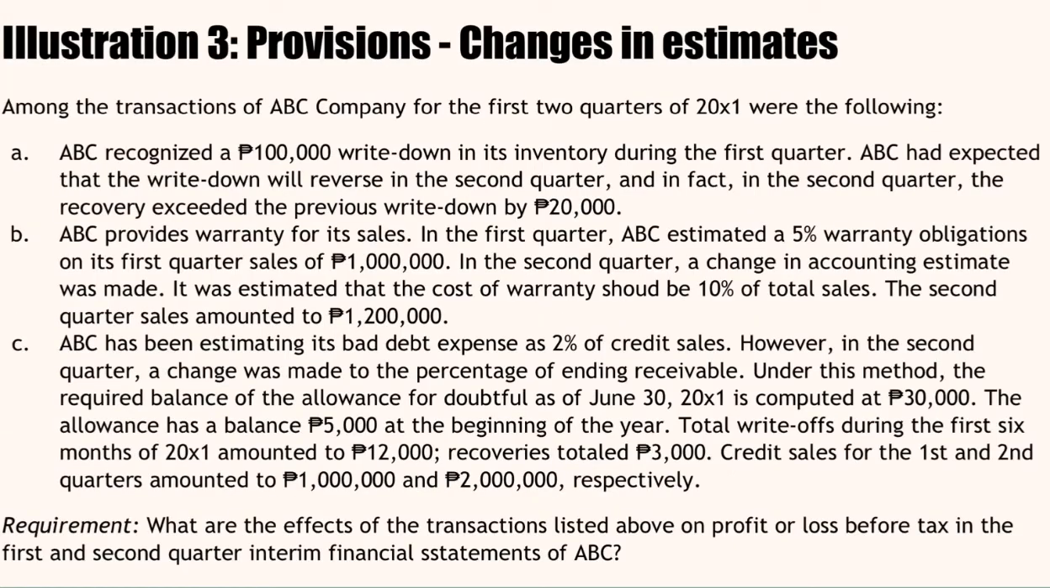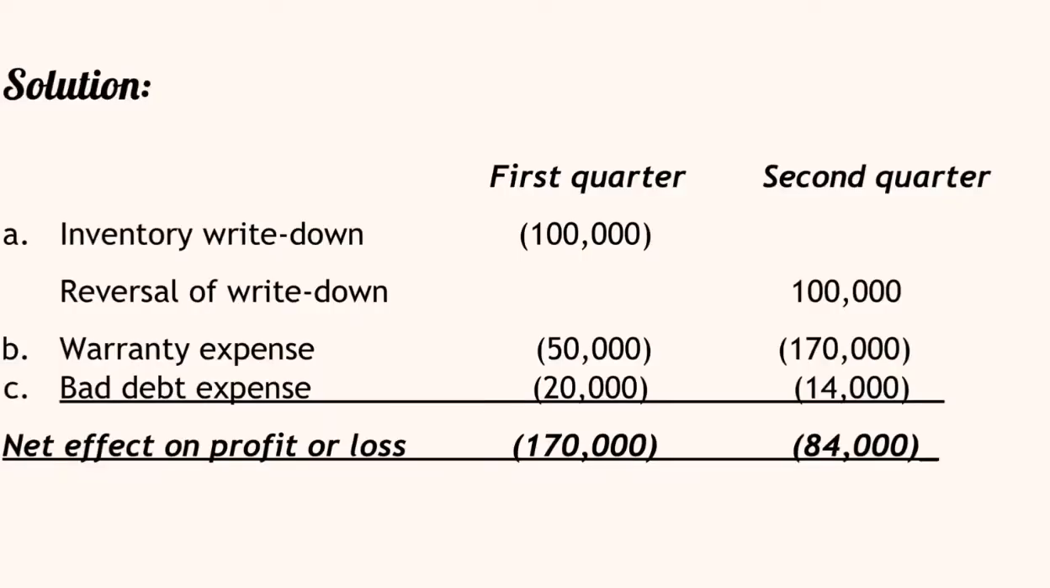Here is an illustration for provisions, changes in estimates. The requirement is what are the effects of the transactions listed above on profit or loss before tax in the first and second quarter interim financial statements of ABC Company. Inventory write-down of negative 10,000 for the first quarter, reversal of write-down of 100,000 for the second quarter, warranty expense of negative 50,000 for the first quarter, and negative 170,000 for the second quarter.